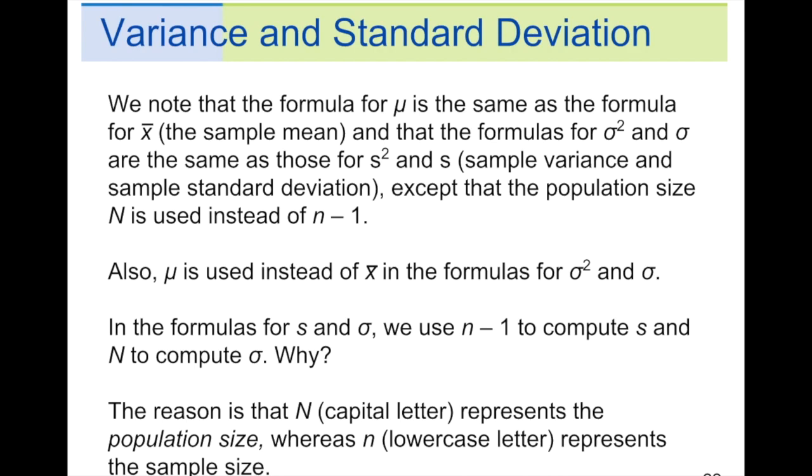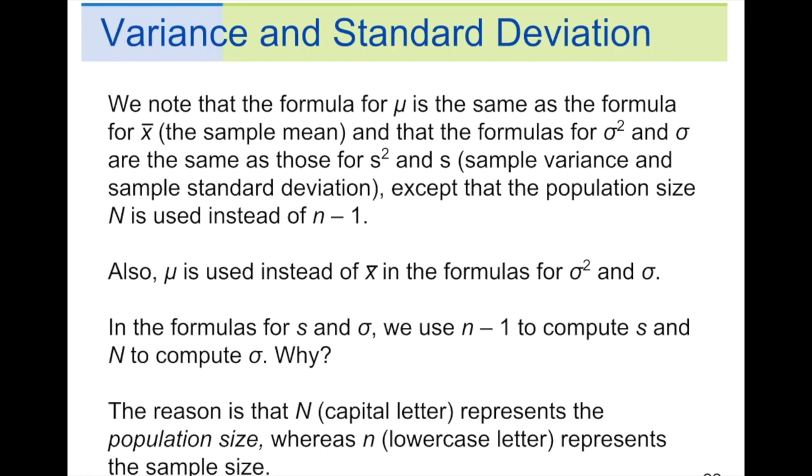We note that the formula for mu is the same as the formula for x bar, the sample mean, and that the formulas for sigma squared and sigma are the same as those for s squared and s, sample variance and sample standard deviation, except that the population size N is used instead of n minus 1. Also, mu is used instead of x bar in the formulas for sigma squared and sigma. In the formulas for s and sigma, we use n minus 1 to compute s and N to compute sigma.